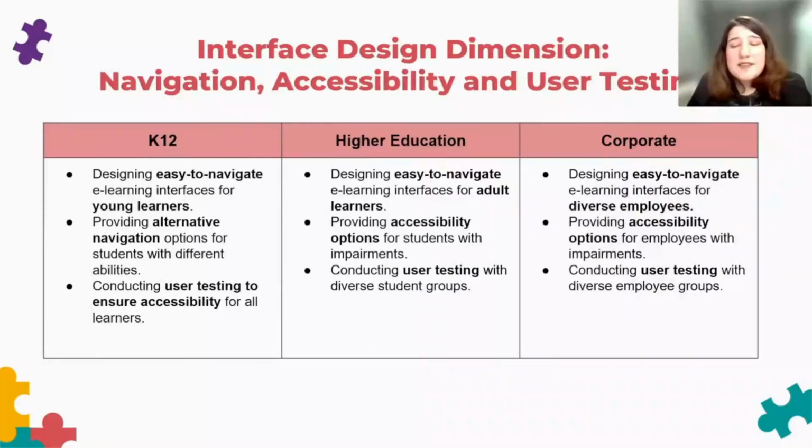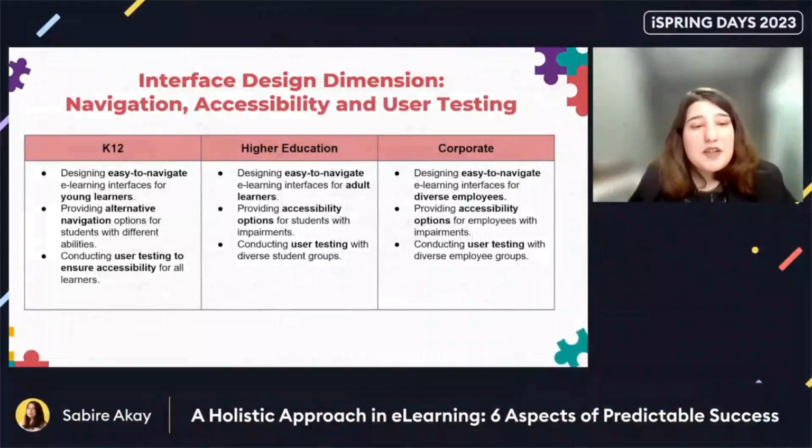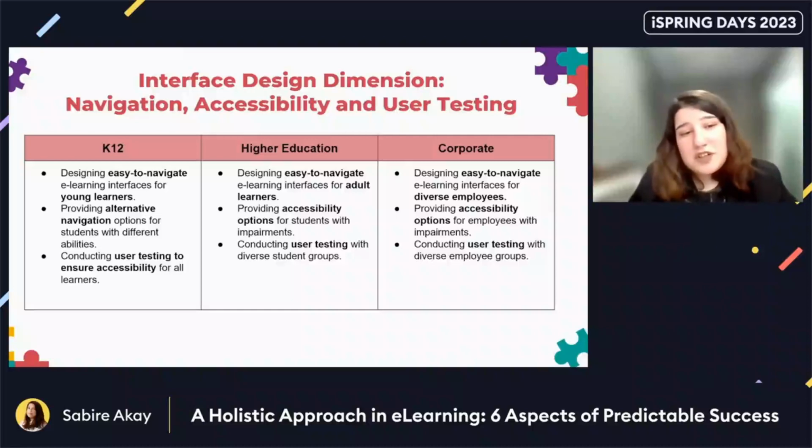For the navigation, accessibility, and user testing, we have to focus on being easy to navigate for young learners because they have the basics. We need to provide alternative navigation and user testing as well. In higher education, again, easy to navigate is essential. We focus on accessibility and user testing here too. And for the corporate, again, easy to navigate. For all ages, we need to focus on these easy to navigate aspects with accessibility and user testing.